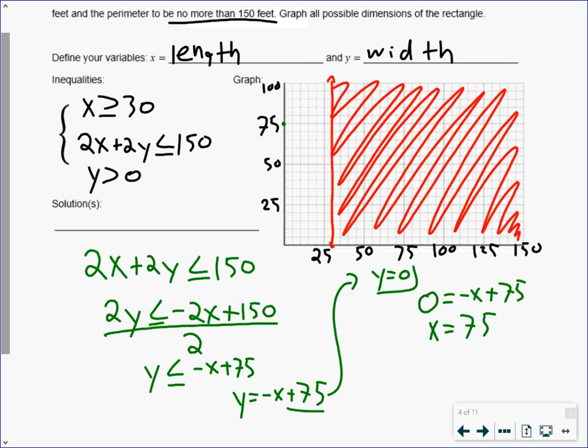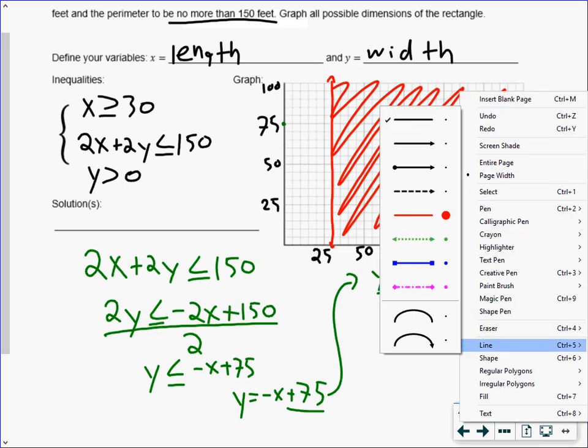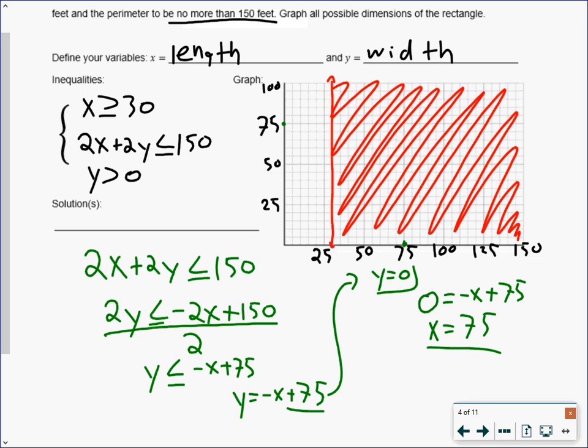So on the x, when y equals 0, x equals 75. So that tells me I have another point at (75, 0). Same thing, we're going to draw a line right there, from here to this point.